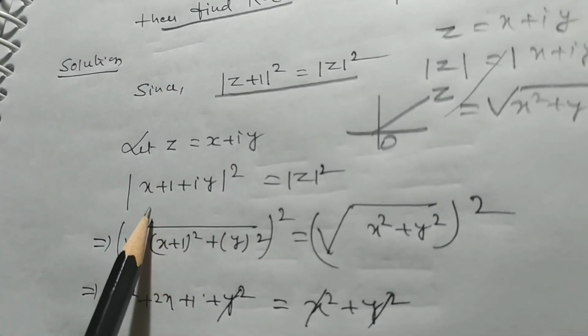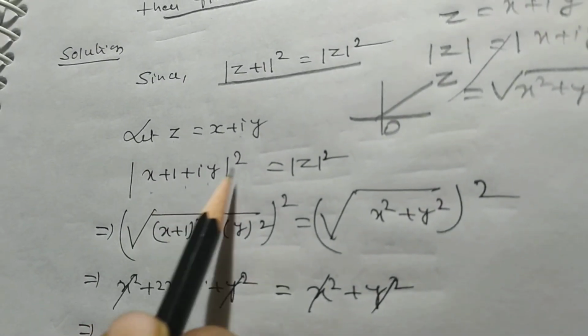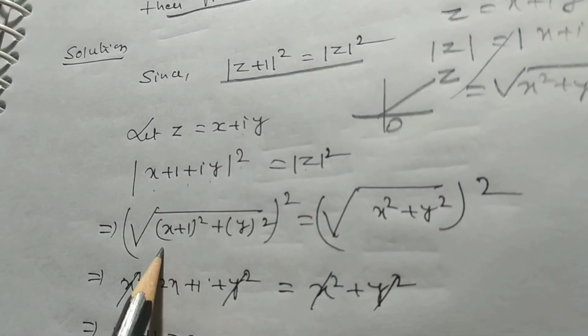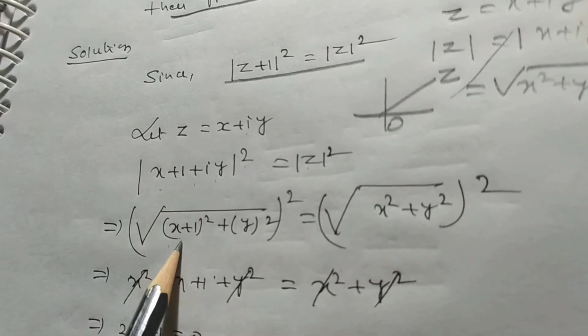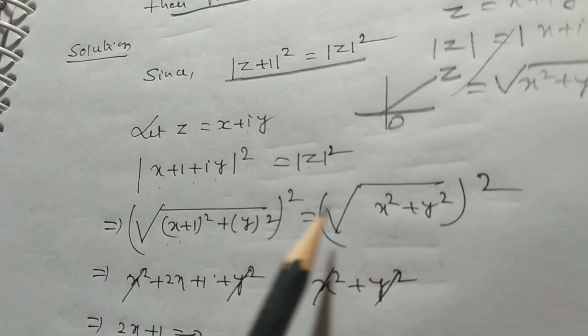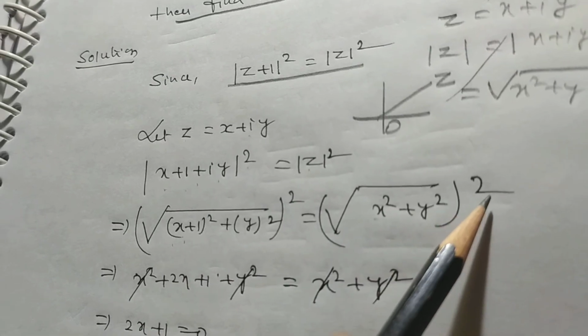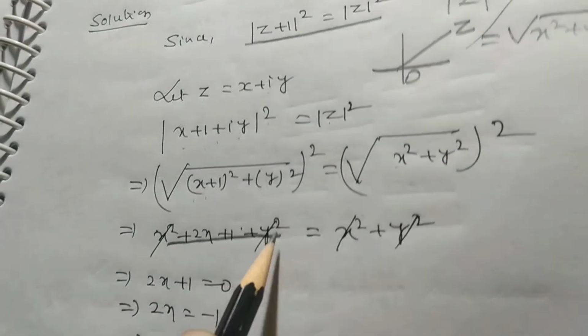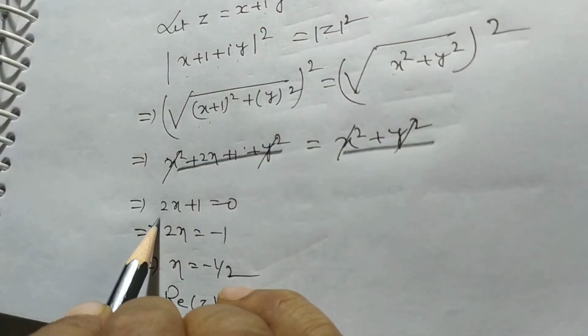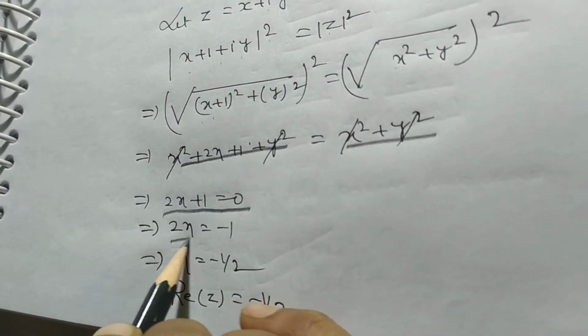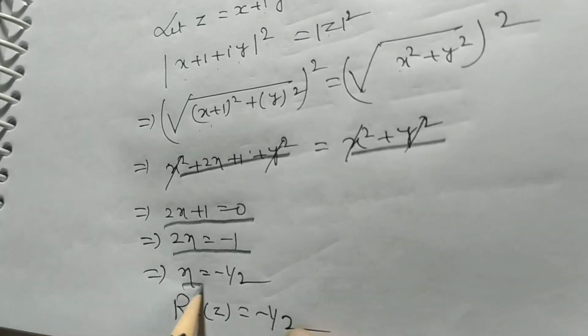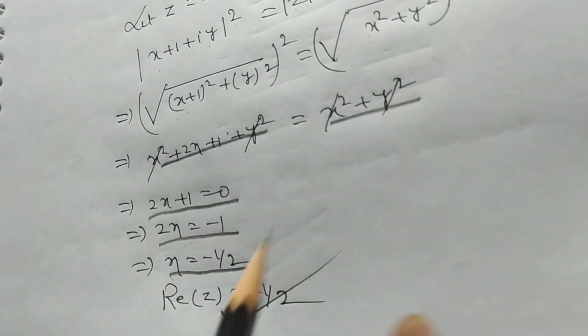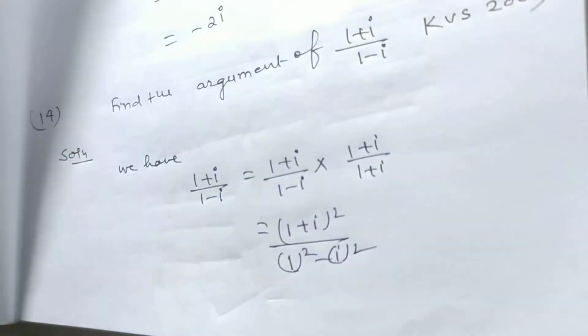So now z is equal to x plus iy, then mod of (x plus 1 plus iy) whole square is equal to mod z square. That is nothing but root over of (x plus 1) whole square plus y square, whole square, equal to root over x square plus y square, whole square. After solving, we have x square plus 2x plus 1 plus y square equal to x square plus y square. That is 2x plus 1 is equal to 0, that is 2x is equal to minus 1, x is equal to minus half. So the real part of z is equal to minus half.